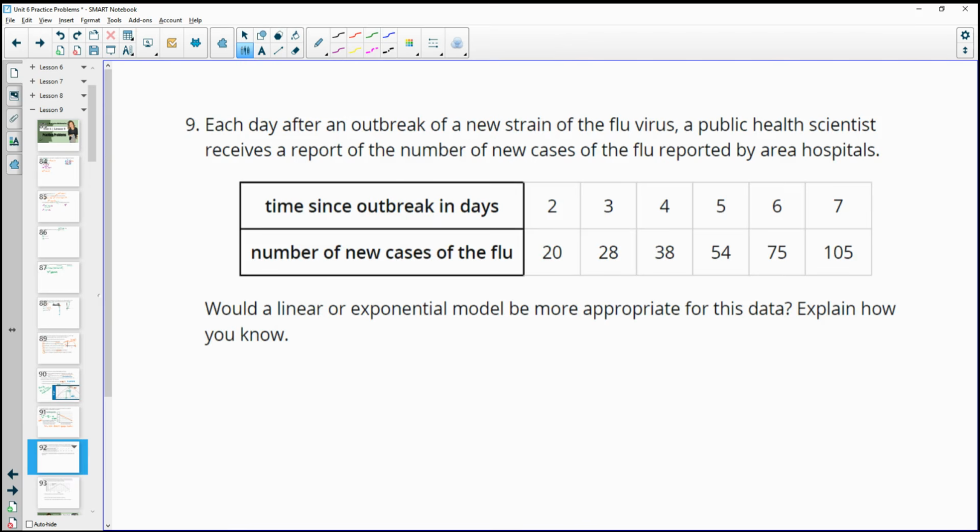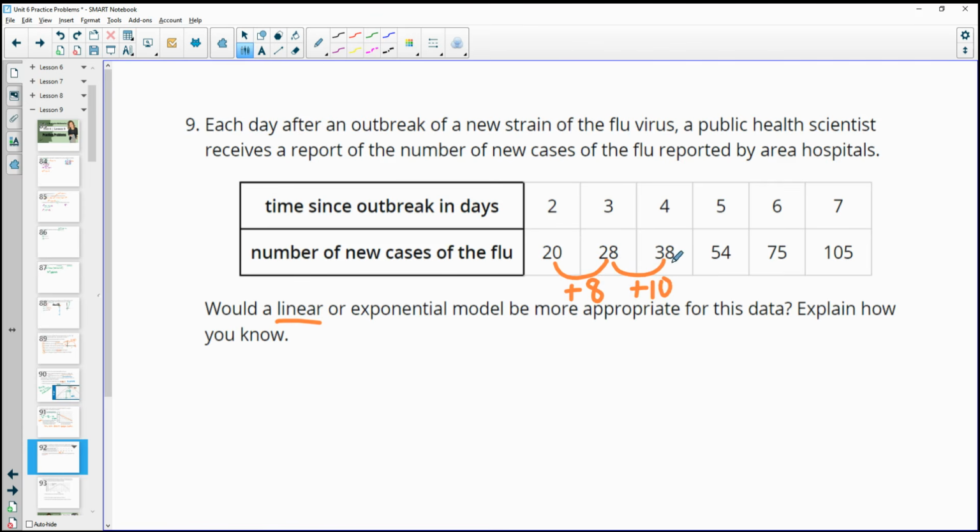Number 9, each day after an outbreak of a new strain of the flu virus, a public health scientist receives a report of the number of new cases of flu reported by area hospitals. Would a linear or exponential model be more appropriate for this data? So remember, for linear, that means that at equal increases of your days, that your flu cases should have equal increases or decreases also. So when we're looking at linear, we're looking at how much do we add or subtract by. So in this case, we add 8.